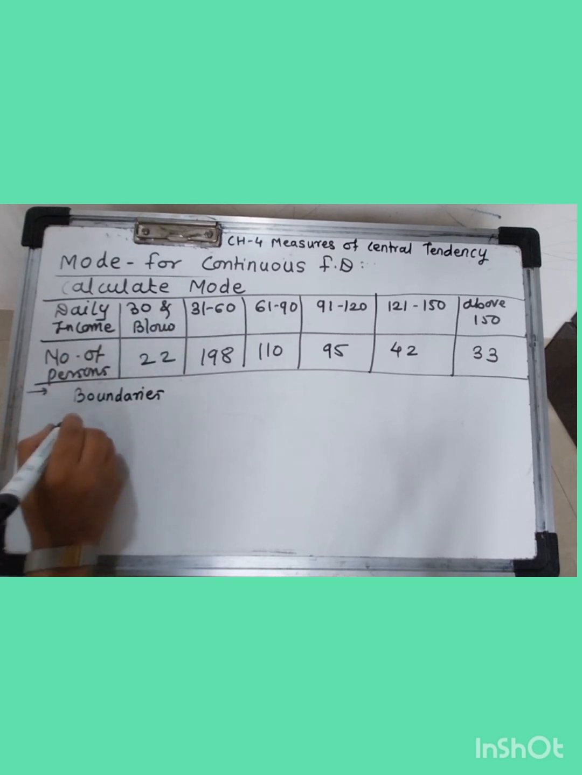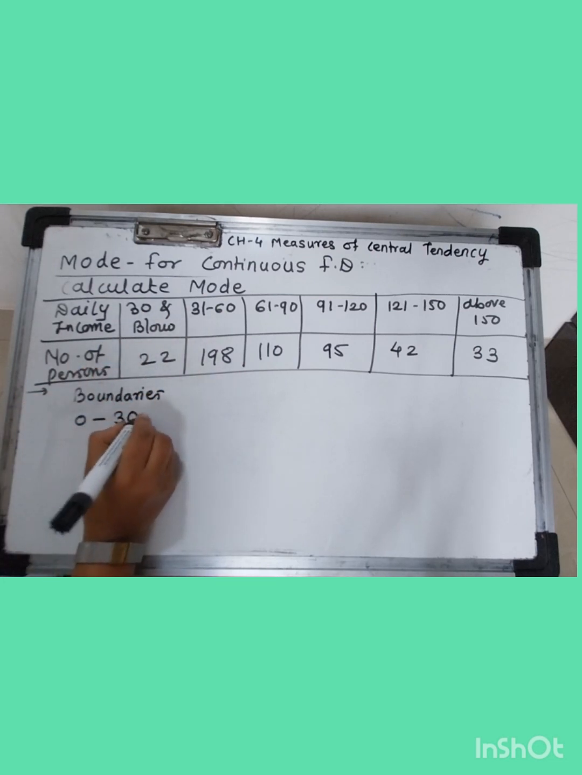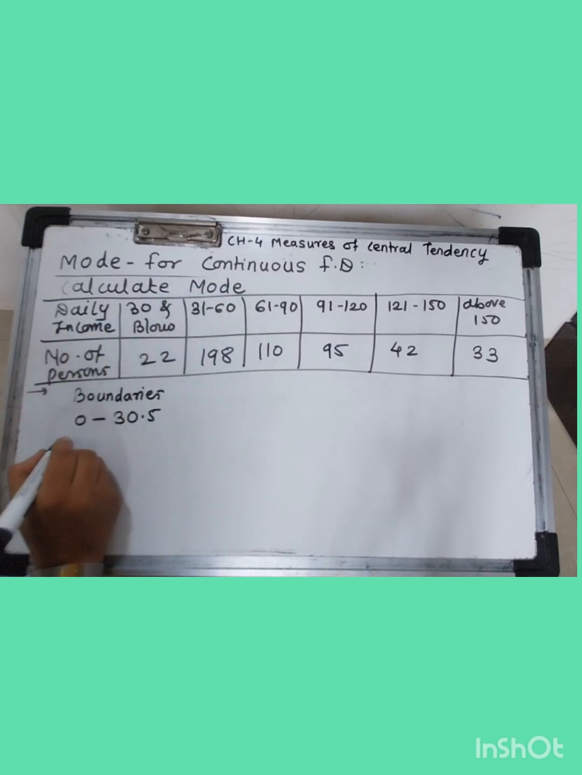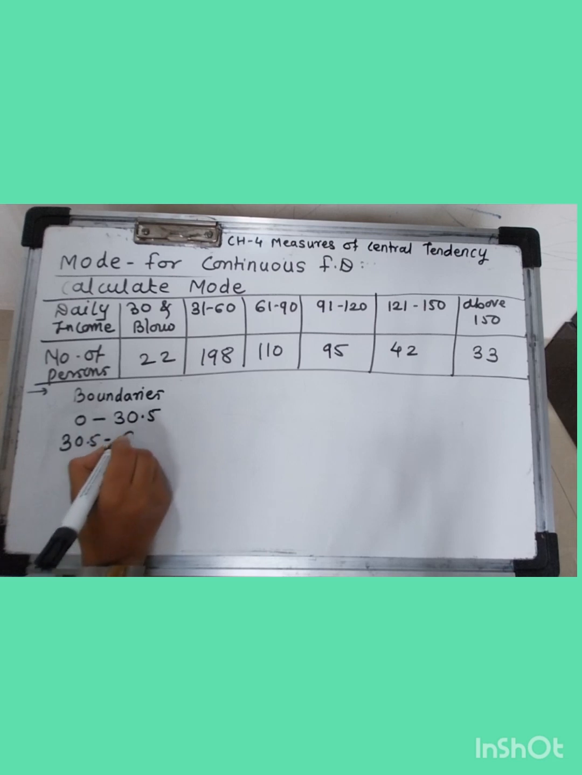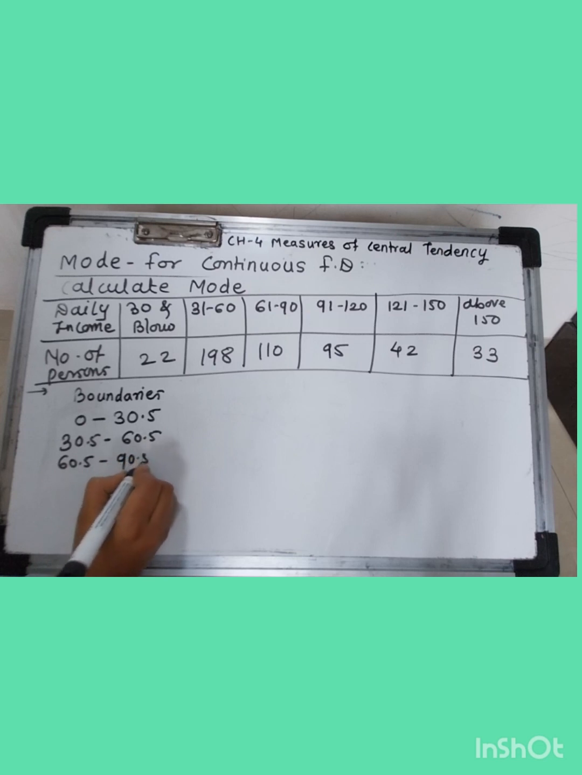See how to calculate the boundaries. Below 30 means 0 to 30. Add 0.5 to the upper limit and subtract 0.5 from the lower limit. So it is 30.5 to 60.5. Next 60.5 to 90.5, next 90.5 to 120.5, next 120.5 to 150.5, next above 150.5. These are the class boundaries.